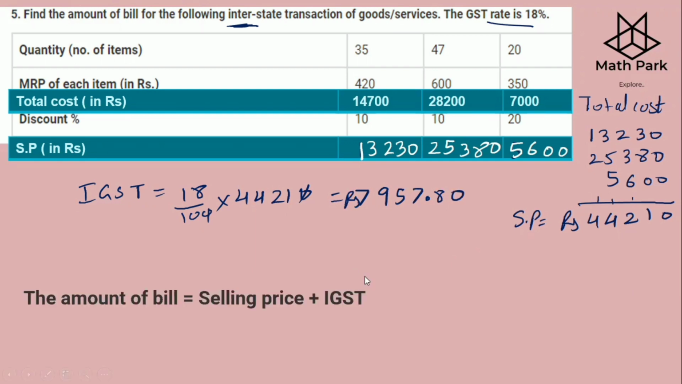Let us find the amount of bill. So amount of bill is selling price plus IGST. Selling price was 44,210. The IGST we have calculated is 7,957.80. On adding this, we get the total amount of bill as 52,167 rupees and 80 paise. So children, we have done with 5 questions.